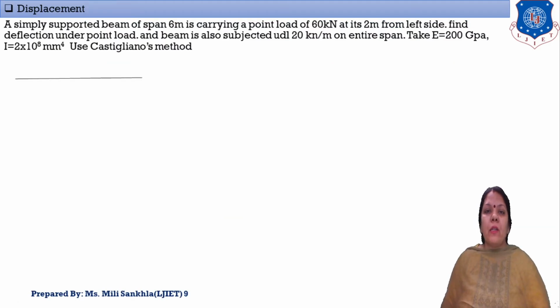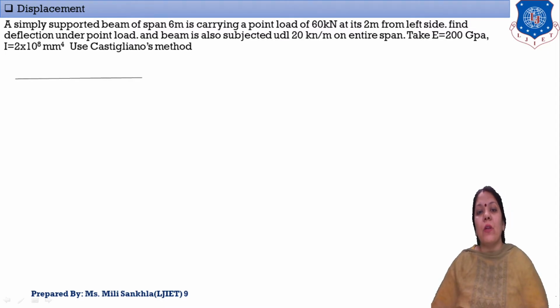Now before starting the example, again read the given data properly. A simply supported beam of span 6 meter is carrying a point load of 60 kilonewton at 2 meter from the left side. Find the deflection under the point load. The beam is also subjected to a UDL of 20 kilonewton per meter. The value of E is given as 200 gigapascal and I is 2 into 10 raised to 8 mm raised to 4. Using Castigliano's method, we find the deflection under the point load.